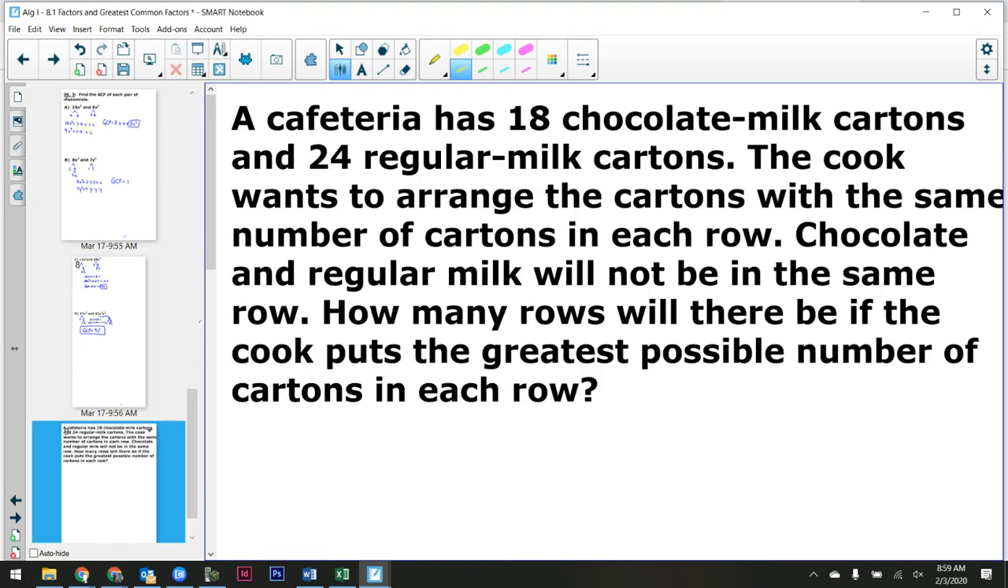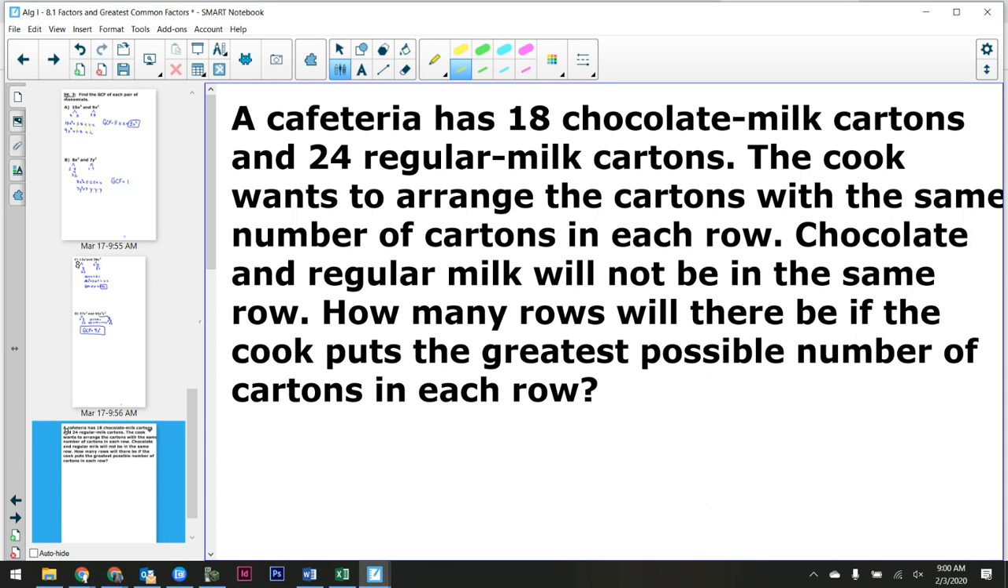All right. Oh, I love these types of problems. The cafeteria has 18 chocolate milk cartons and 24 regular milk cartons. The cook wants to arrange the cartons with the same number of cartons in each row. The chocolate and regular milk will not be in the same row. How many rows will there be if the cook puts the greatest possible number of cartons in each row?